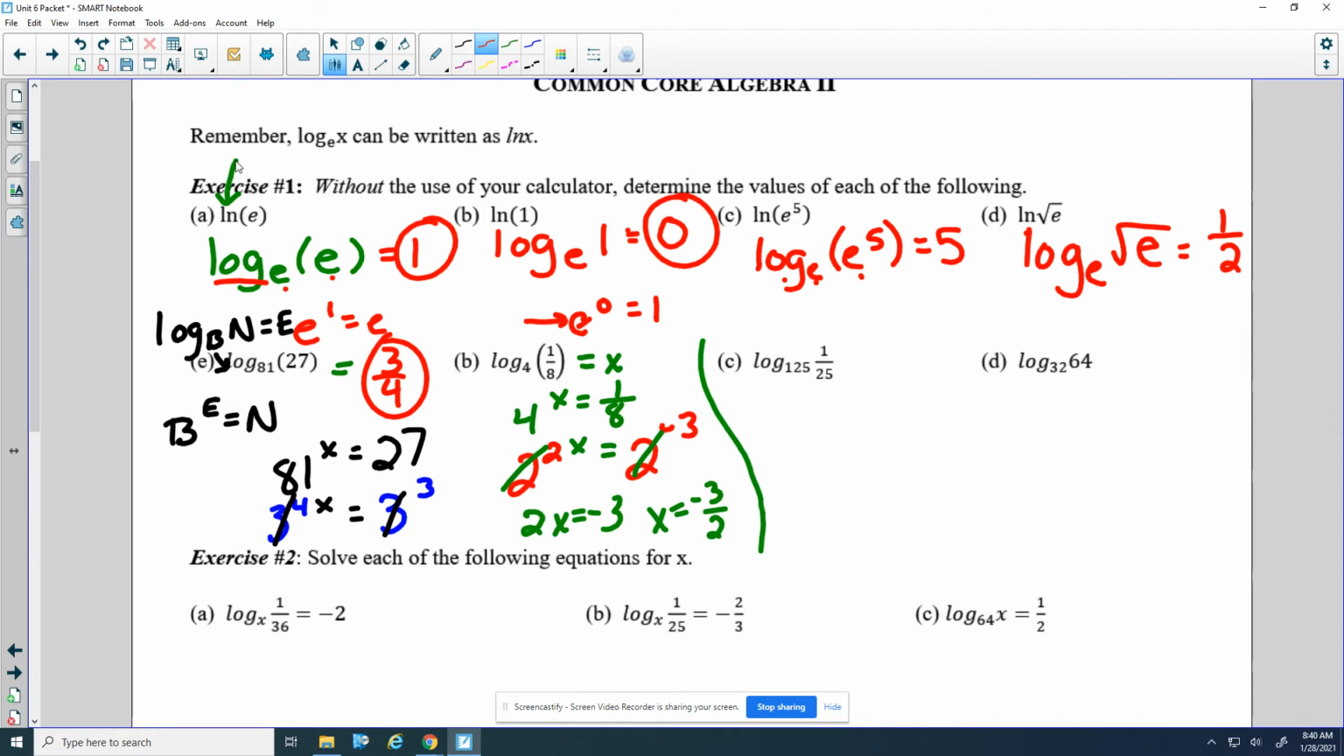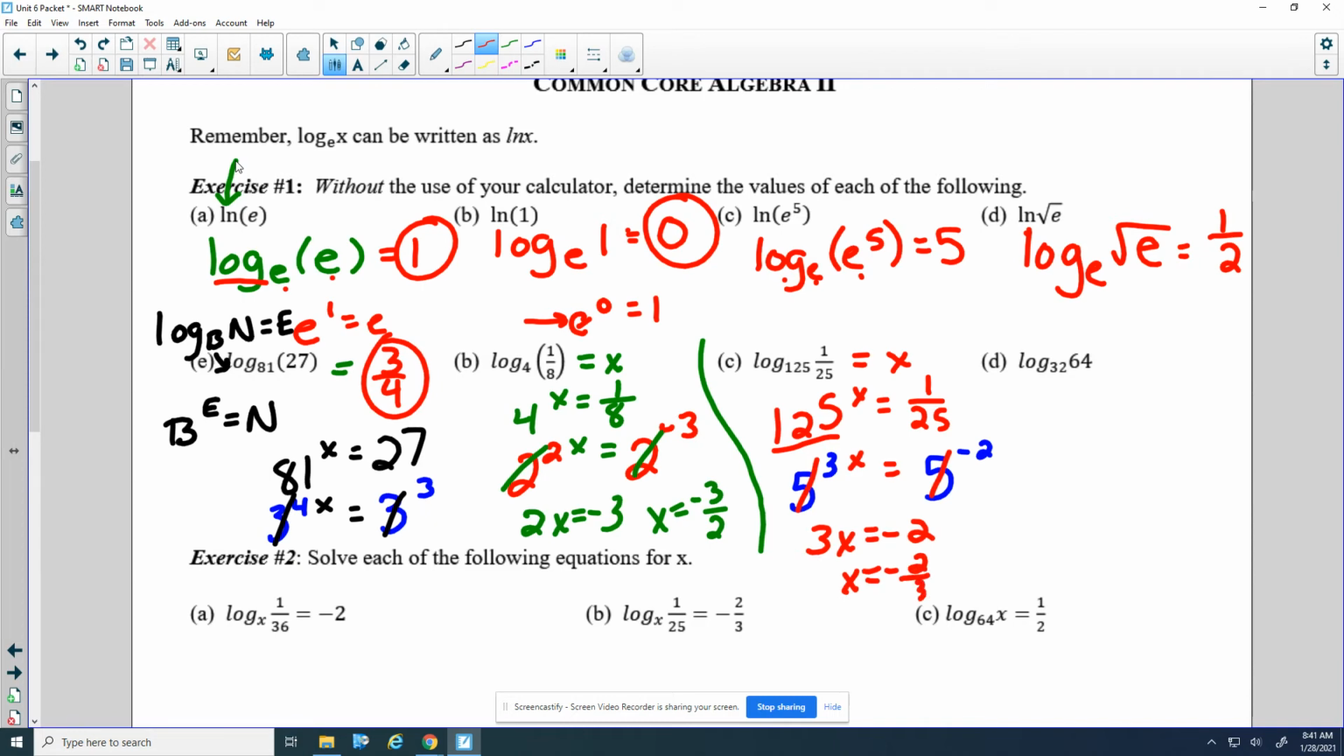The next one, log base 125 of 1/25. Set it equal to x. This 125 was kind of weird, but I was already heading up to the exponent when I wrote the 5. So 125 and 1/25, common base is 5. So I have 5 cubed. Over here I have 5 to the negative 2 because I have a fraction. So that gives me 3x equals negative 2. So this one is x equals negative 2/3.